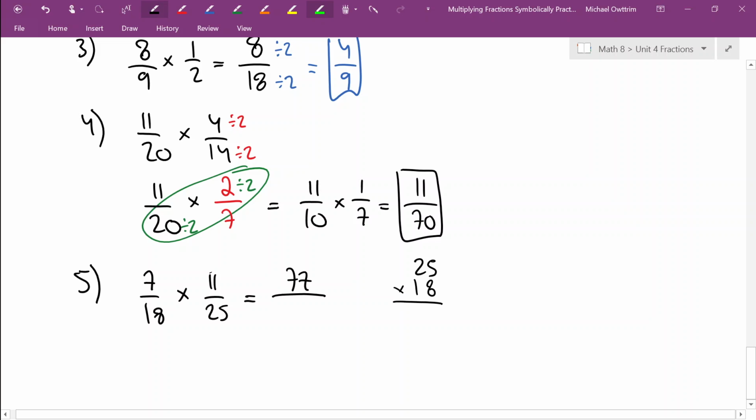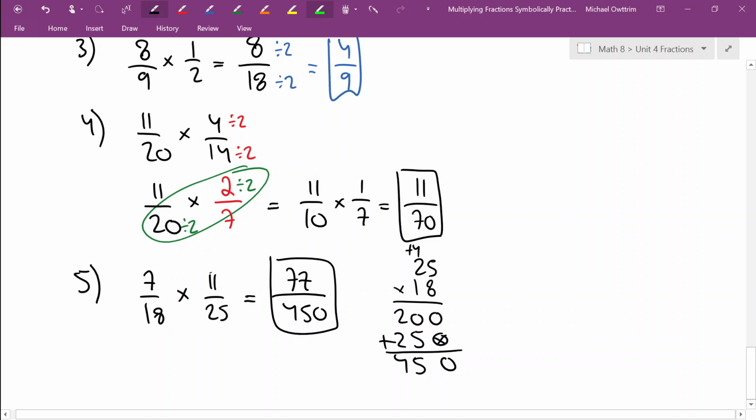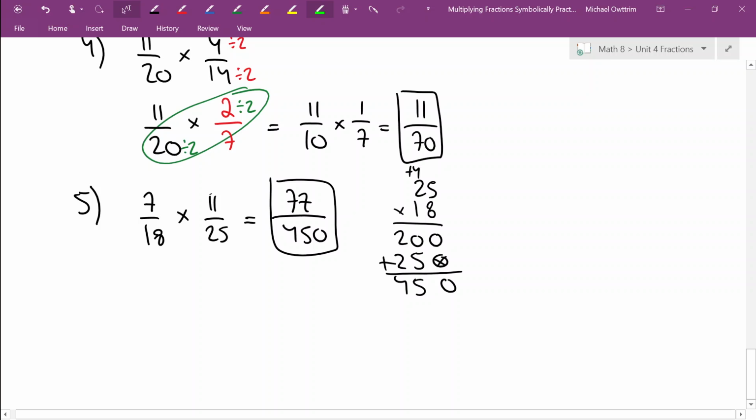Let's long multiply that. 8 times 5 is 40. 8 times 2 is 16, plus 4 is 20. Placeholder 0. 1 times 5 is 5. 1 times 2 is 2. 4, 5, 0. And I know that's not going to simplify because both 7 and 11 are prime numbers, and 450 does not divide by those.